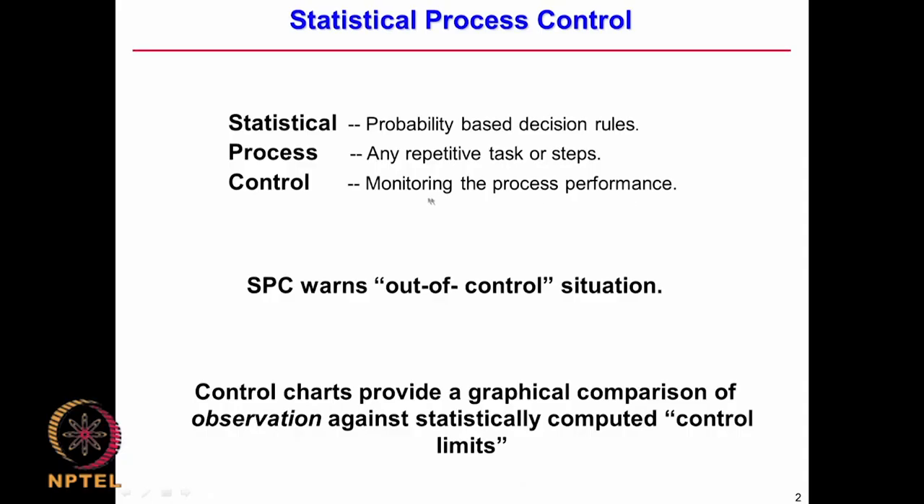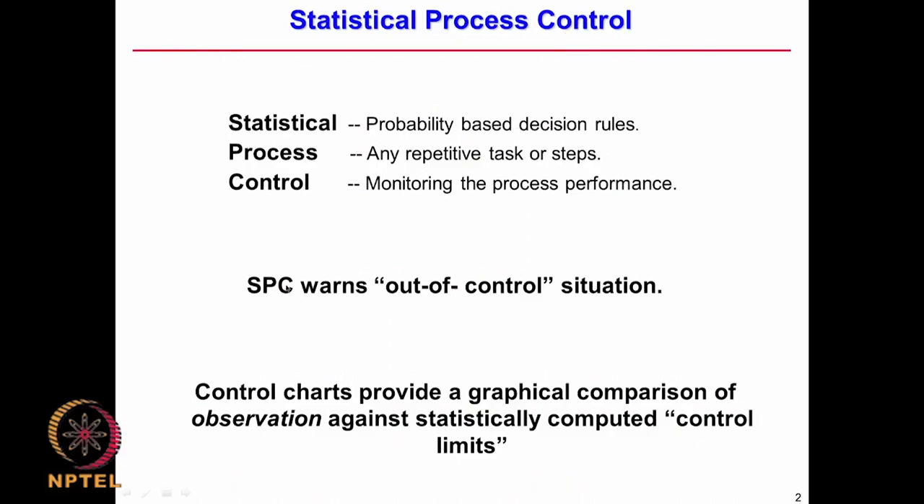Okay? Control means monitoring the process performance. That means you want to monitor it and see whether it is going to get bad. So statistical process control, or SPC, warns of an out of control situation. Okay? If you are going to go out of control, it tells you, hey, better watch out. So it gives you a graphical comparison of observations against statistically computed control limits.